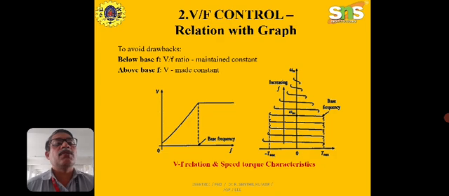The relation between V by F and speed torque characteristics is shown on the left hand side, and how the speed has been changed from a lower level to an upper level is shown on the right hand side of the graph. By increasing the frequency, this is how the speed is changed. With this, let me move on to the next chapter, where we can discuss voltage alone and V by F control. Thank you.